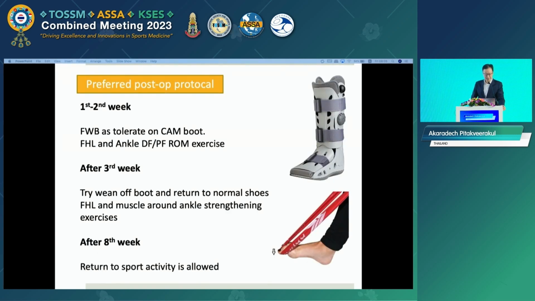So our preferred post-op protocol is as follows. In the first and second week, the patient is allowed full weight bearing in a cam boot, and FHL and ankle dorsiflexion, plantarflexion range of motion exercises can be done. After the third week, we try to wean off the boot, return to a normal shoe, and start muscle strengthening exercises around the ankle and FHL strengthening exercises. About 8 weeks post-operatively, the patient is allowed to return to sport.